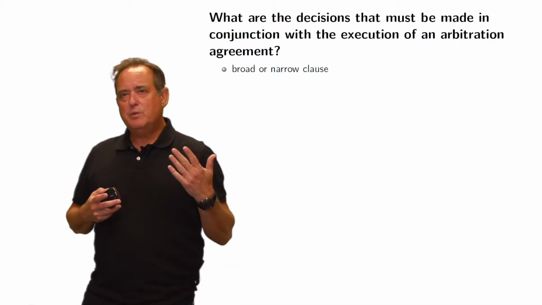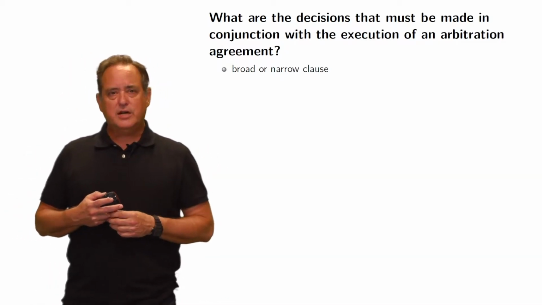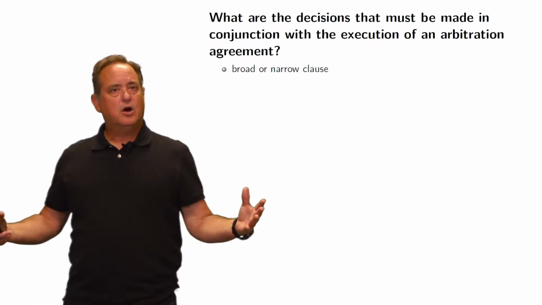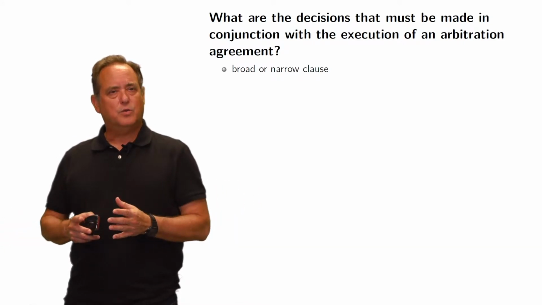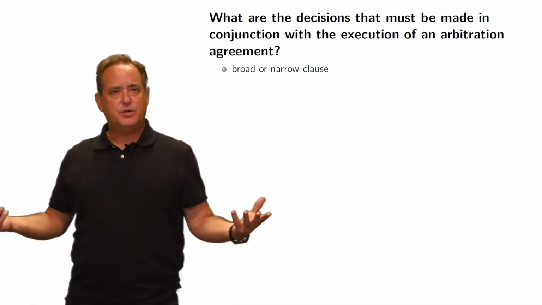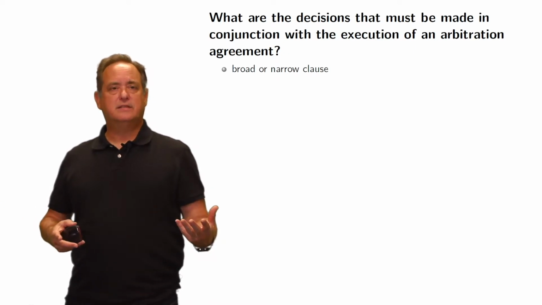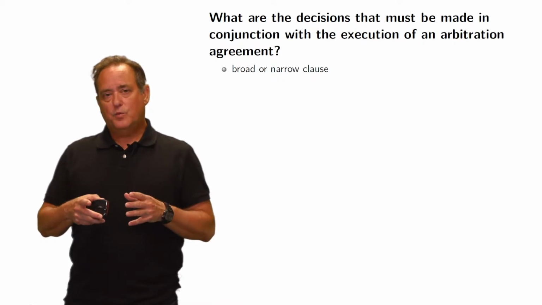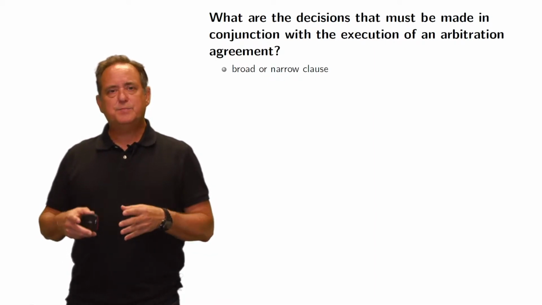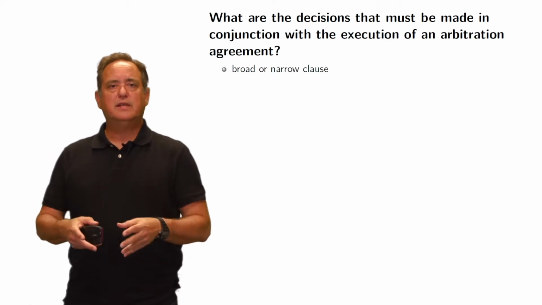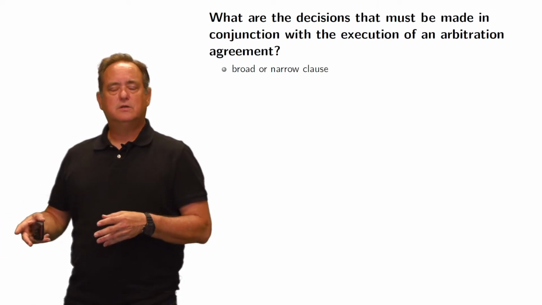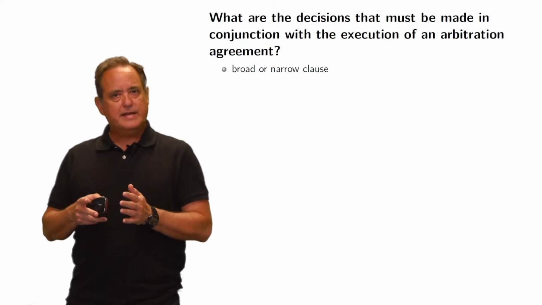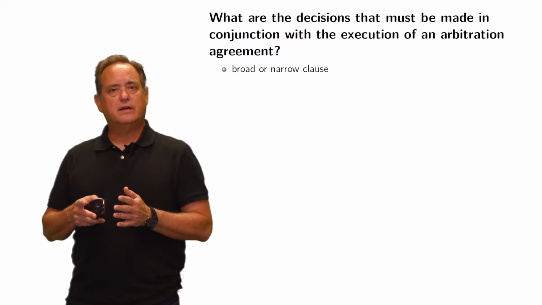So the first thing that we would want to include in an arbitration agreement is deciding whether this is going to be a broad arbitration agreement or a very narrow one. Broad would say any dispute arising out of this contract should be heard in an arbitration. We could narrow that down. We could say any dispute regarding proper delivery of the goods can be heard in arbitration. So we can restrict what it is the arbitrator can hear.